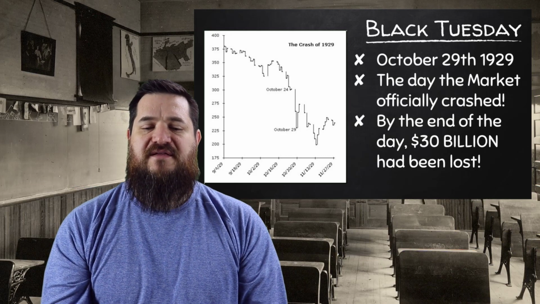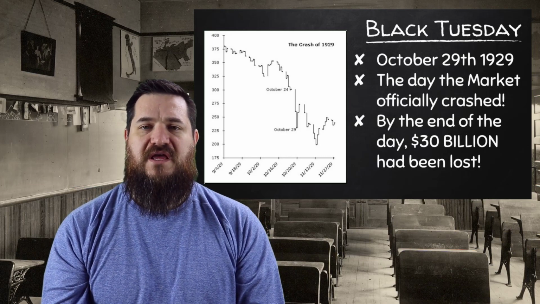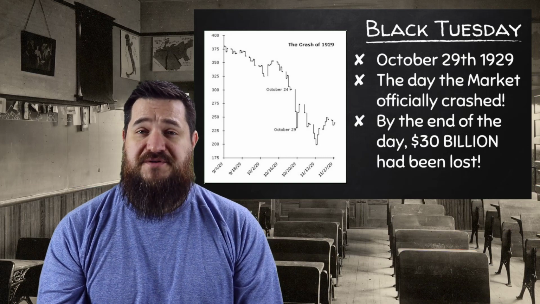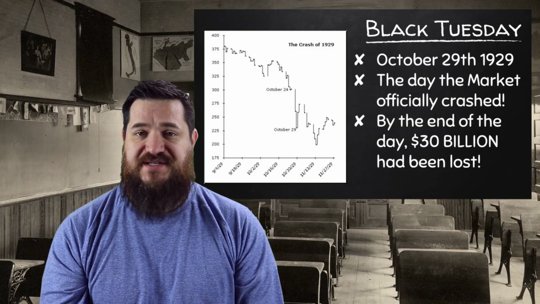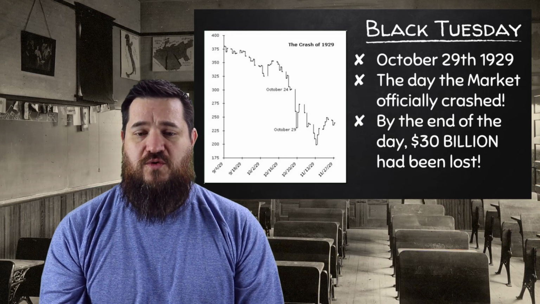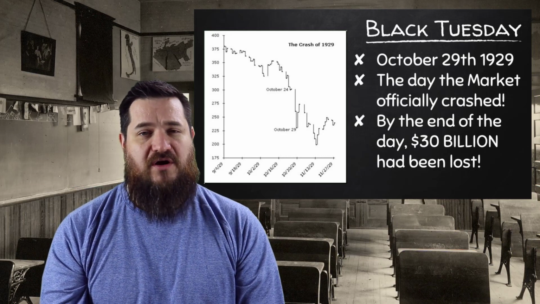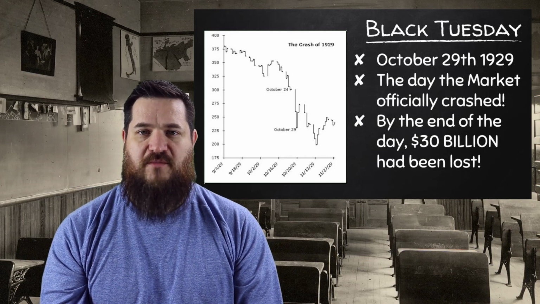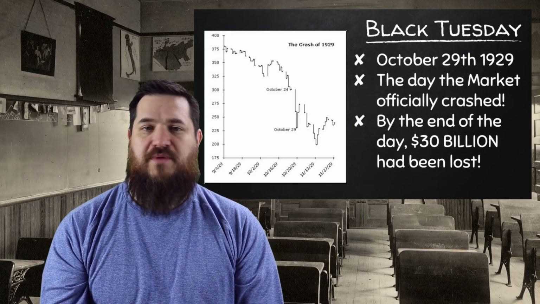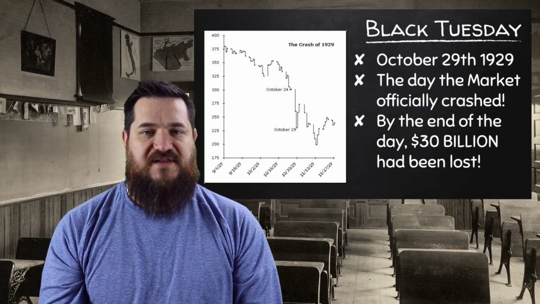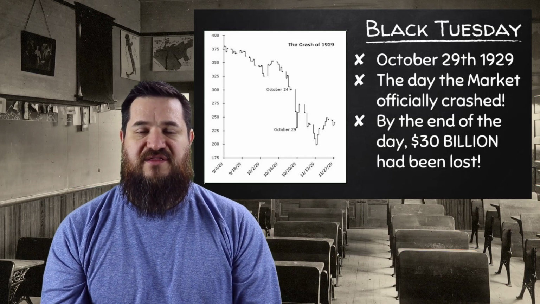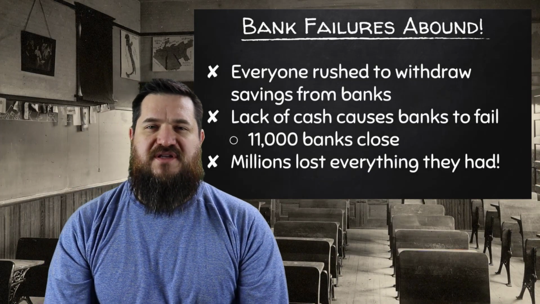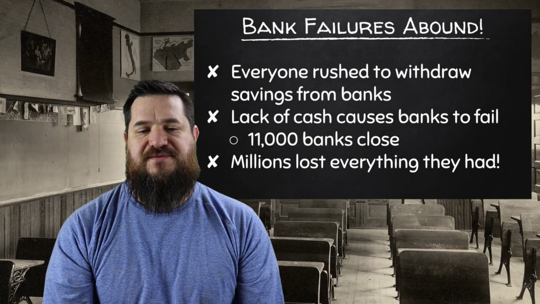By the end of that day, the stock market had lost $30 billion. That's $30 billion in 1929 dollars, not today's dollars. That was a huge sum of money to be lost in a single day. This shattered people's confidence in the stock market altogether. Nobody was willing to buy any of these stocks for sale because they didn't think they would ever see their money back. So what happens after the stock market officially collapses?